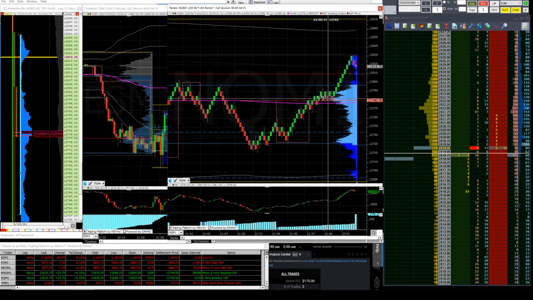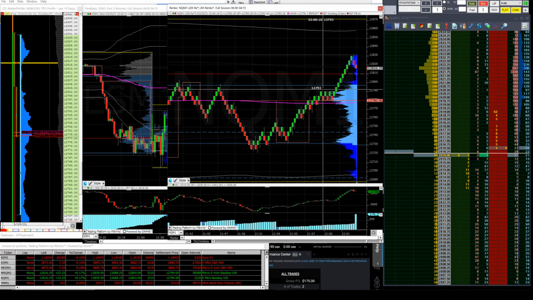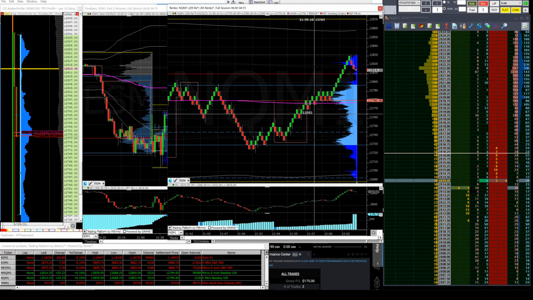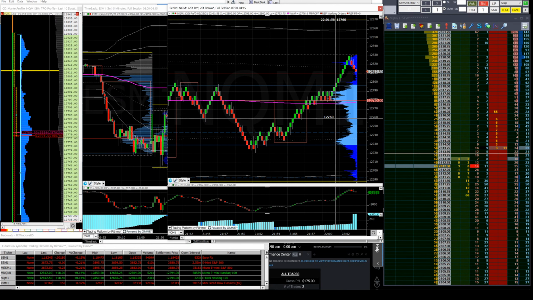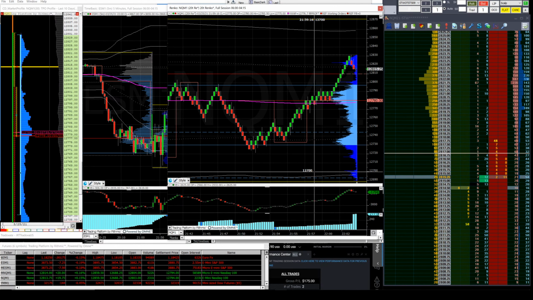This tried to go up and closed low. This tried to go down and closed up. This tried to go way up and close way down. So same thing here. Got lots of wicks going down there. Kind of rolling over.